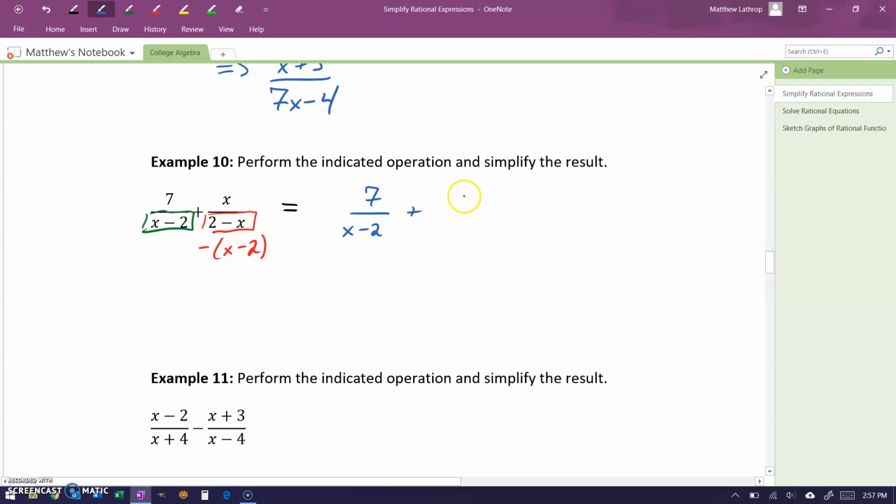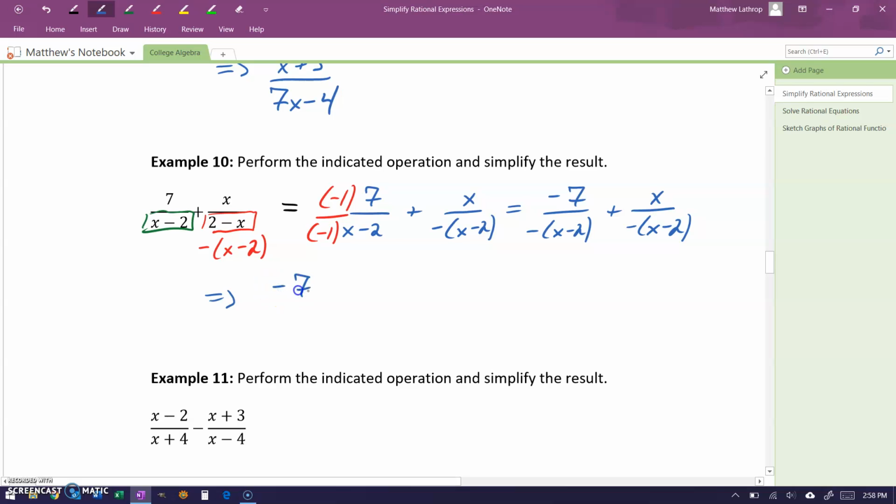That means in order to add these two expressions together, we need to update one or both fractions to have that common denominator. In this case, that means that this first fraction will have to get multiplied by negative 1 over negative 1, so that we're introducing that negative into the denominator. This will give us negative 7 over the opposite of x minus 2, plus x over the opposite of x minus 2. Now that those denominators are the same, we can merge those two fractions together and write this as negative 7 plus x over the opposite of x minus 2.